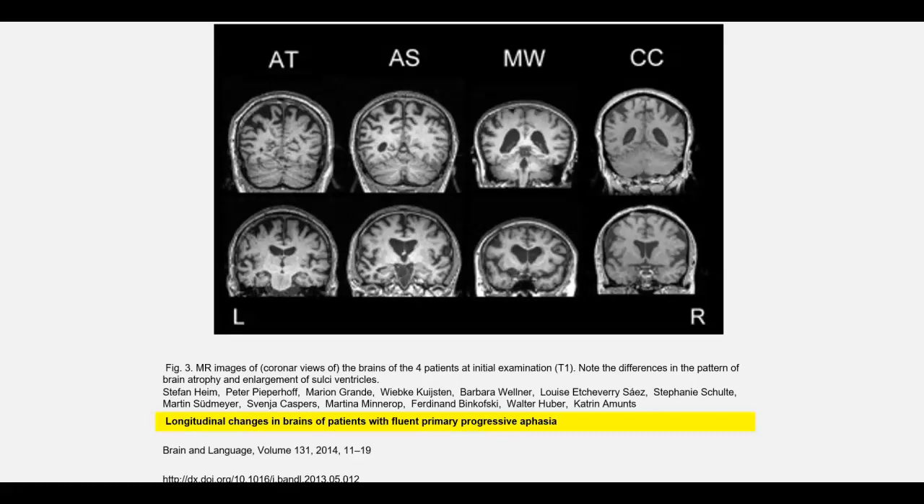Okay, so here's another one, and yay, here's the reference there. And so this is showing you the brains of different patients and also showing you differences in brain atrophy as well as what I mentioned, enlargement of the ventricles across time. And also highlighted here that these are changes in patients who have fluent primary progressive aphasia. So primary progressive aphasia is a form of dementia, so they are going to have cognitive deficits.